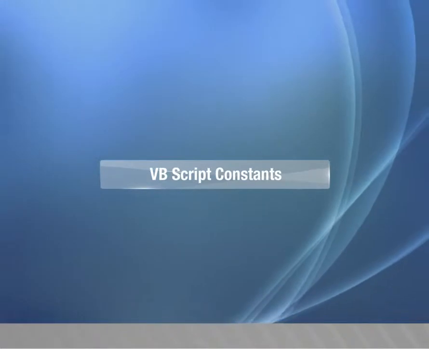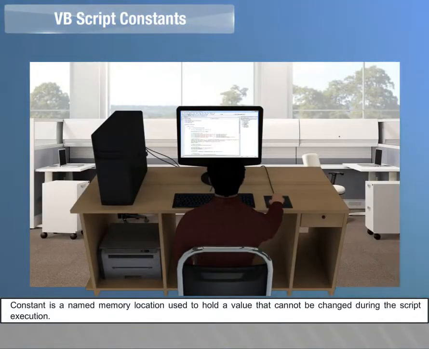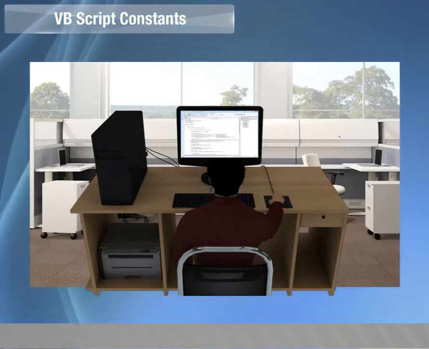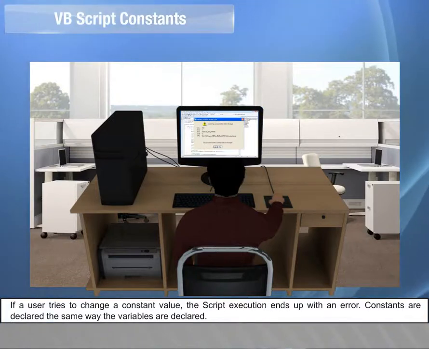VBScript constants. Constant is a named memory location used to hold a value that cannot be changed during the script execution. If a user tries to change a constant value, the script execution ends up with an error. Constants are declared the same way the variables are declared.